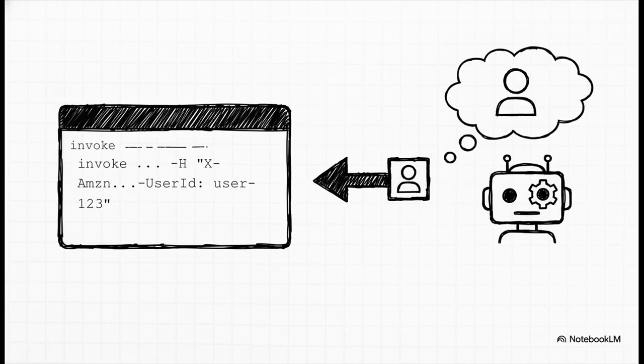And the final piece of the puzzle, calling the agent. When you invoke it, you just use the -H flag to attach your header. So in this example, we're passing a user ID with the value user-123. And that's literally it. Your agent goes from being completely clueless to knowing exactly who it's talking to.